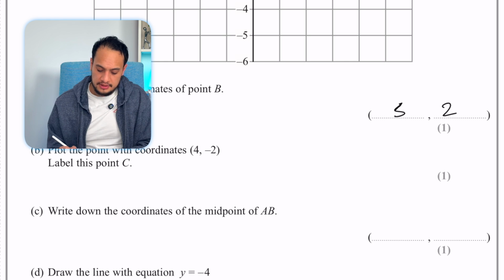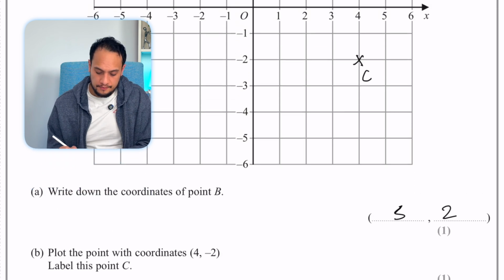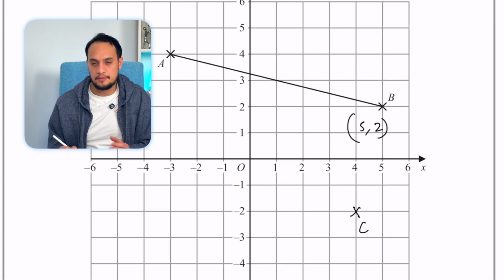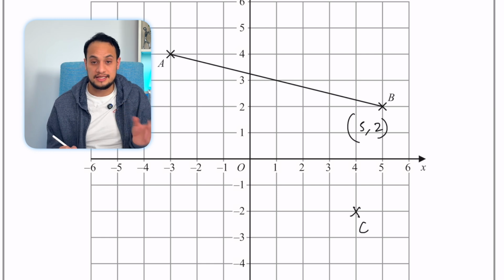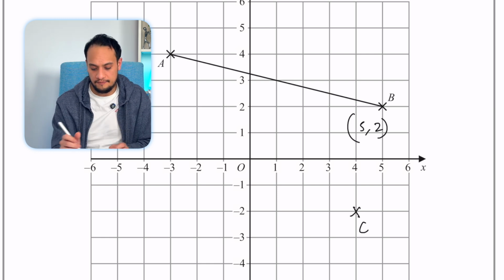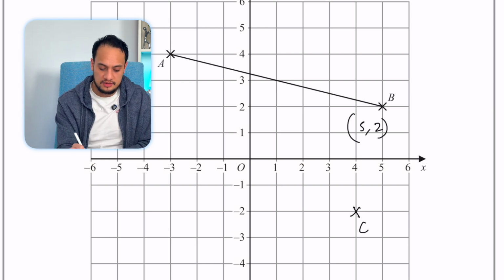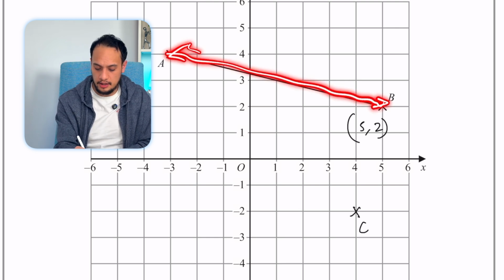Write down the coordinates of the midpoint of AB. So when it says AB and it puts those two letters together, that means the length of that line that passes from one point to the other. So you can see this is the line that we're looking at here.